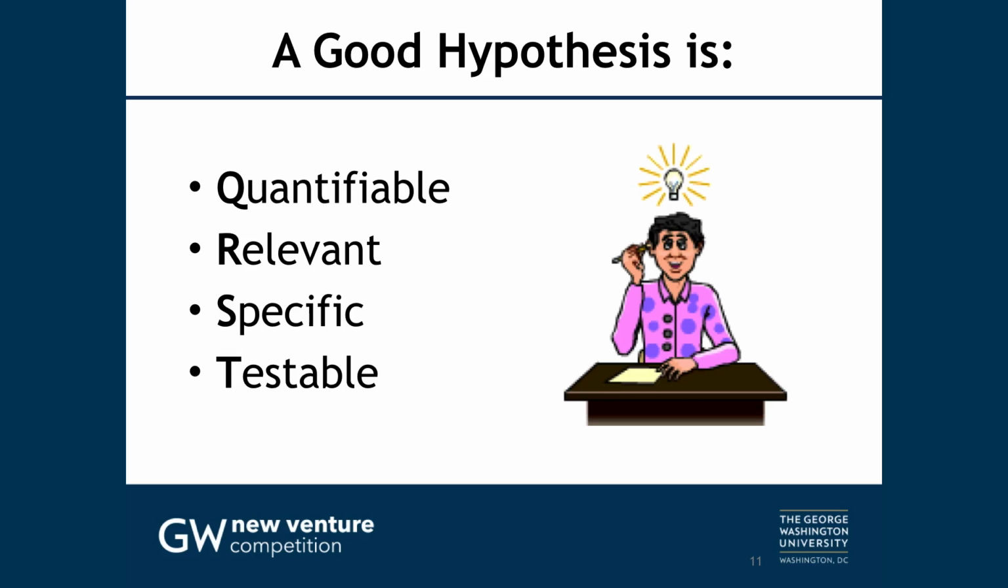So, what makes for a good hypothesis? A good hypothesis is QRST, not LMNOP, but QRST. It should be quantifiable. When you state your hypotheses, try to use numbers as much as you can. In this case, adverbs are not your friend. So largely, mostly, those kind of words are too indefinite. Try to get your hypotheses to be quantifiable.